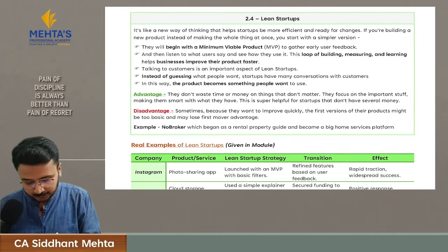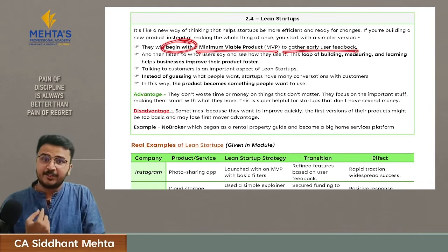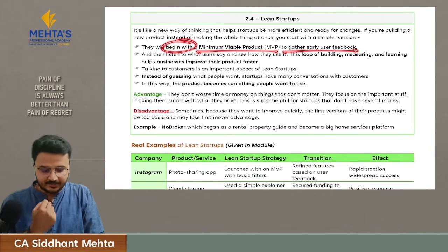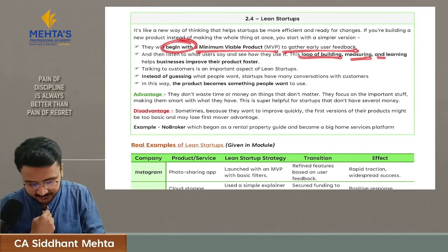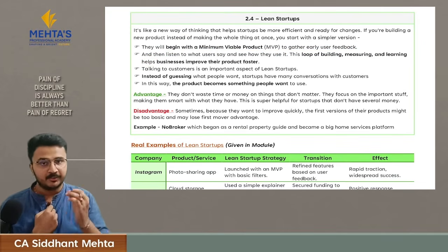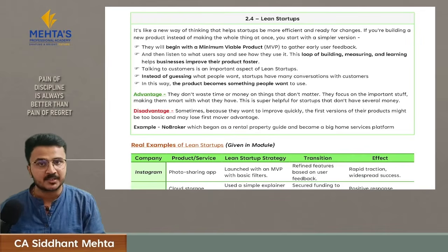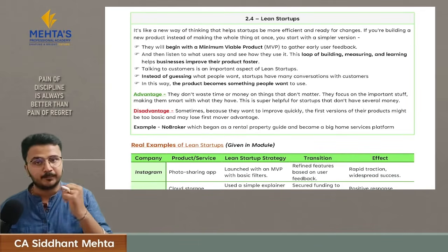So here you will begin with minimum viable product to gather the early user feedback and then you will go into the loop of feedback, that is loop of building, measuring and learning, which will help a business to improve their product in a faster way. Here you will communicate with the customers to understand their pain points, to understand their problems and what all features they require in that particular product.